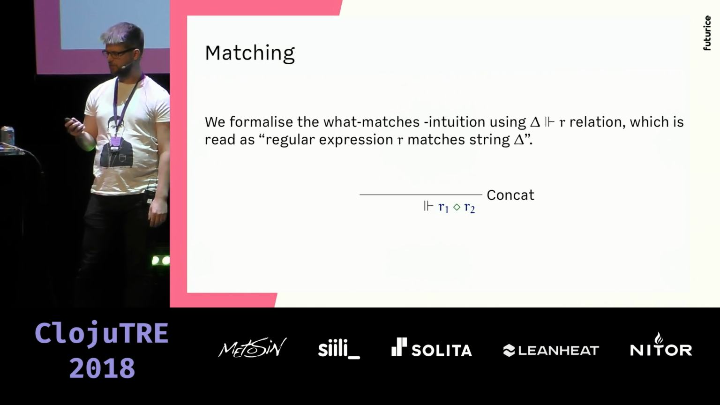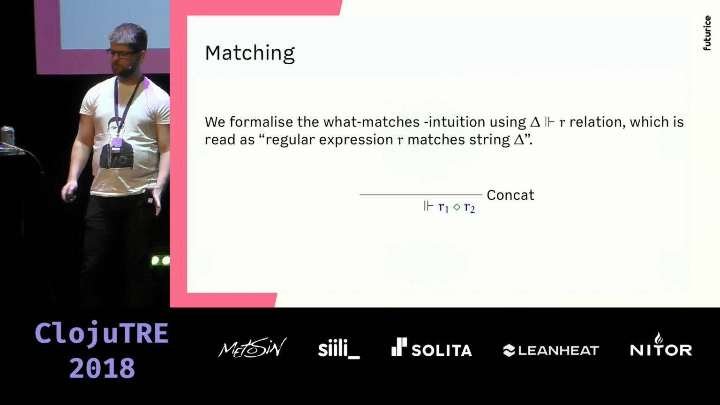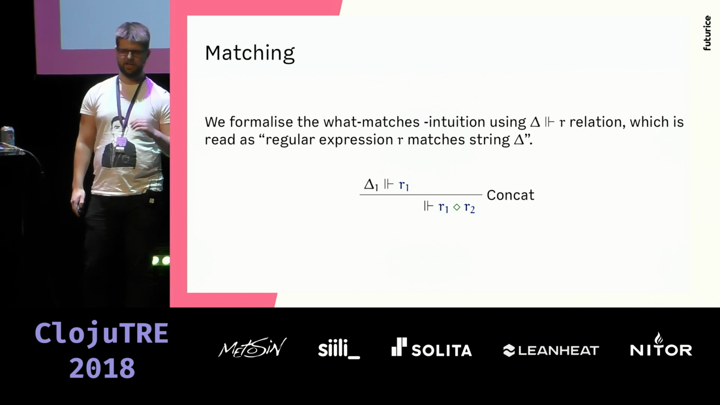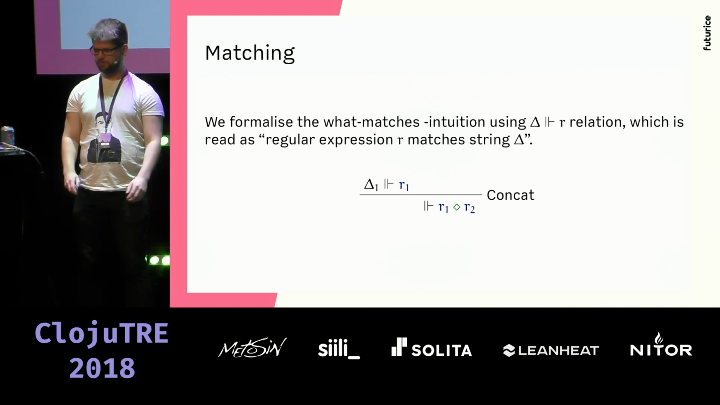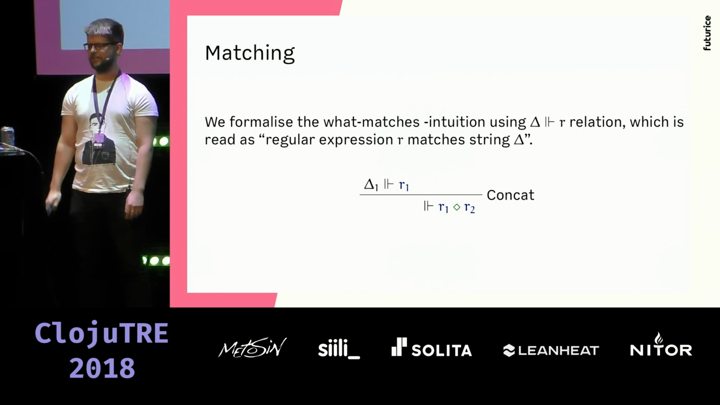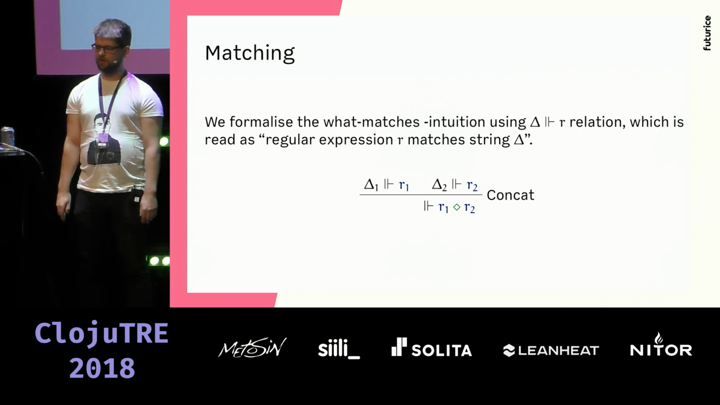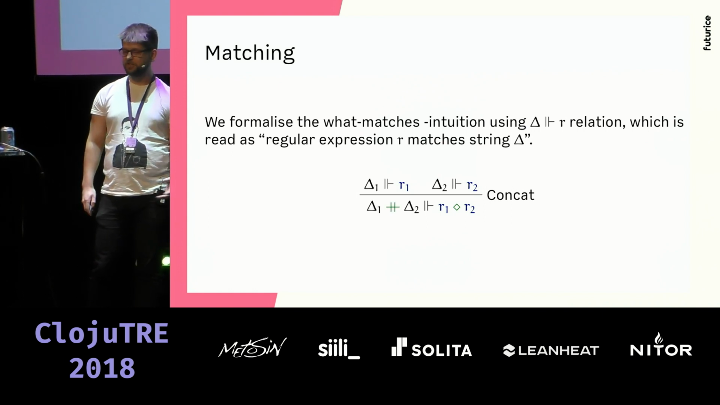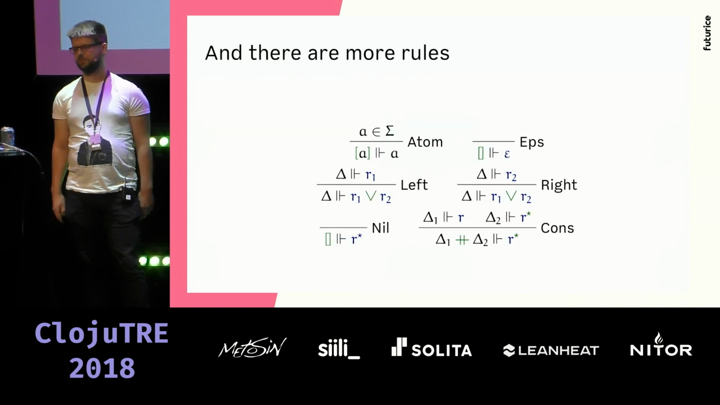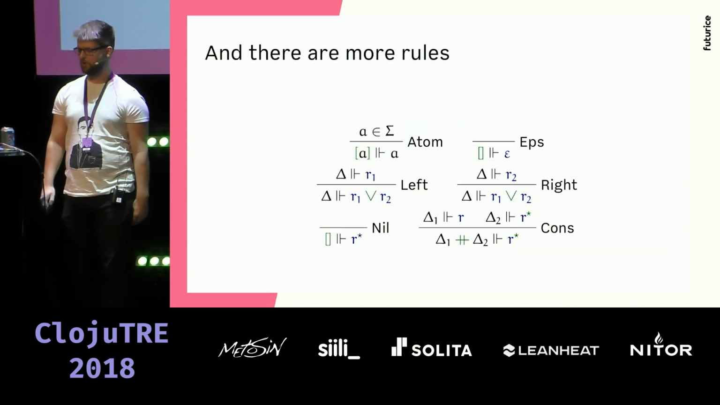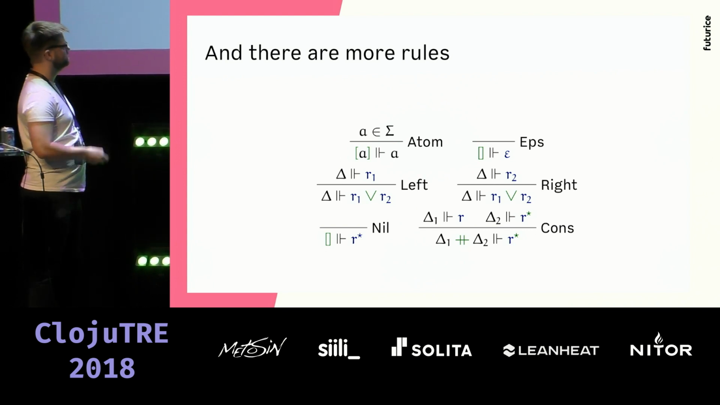So we can formalize matching in a funny looking way. If I use that turnstile with two vertical bars to mean matches, and I have a regular expression on the right-hand side, R1 concatenated with R2, what would that match? Well, we look at what R1 matches. Let's say it matches some string delta 1. I use Greek letters because there are more letters if you use Greek letters. And then there's R2, which let's say matches string delta 2. So our concatenated regex matches the concatenation of the strings, obviously. And there are also more rules.